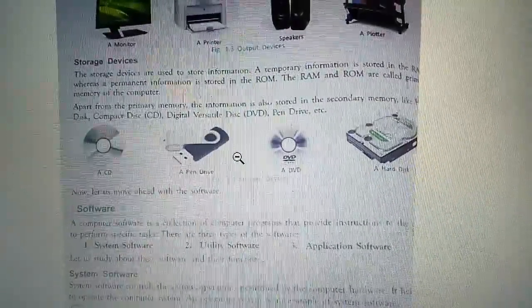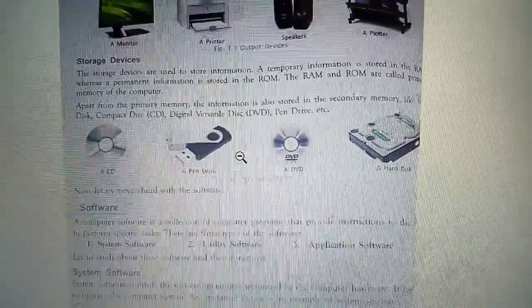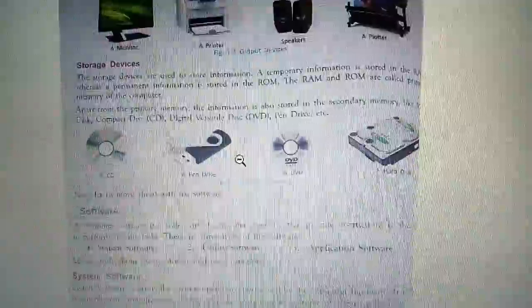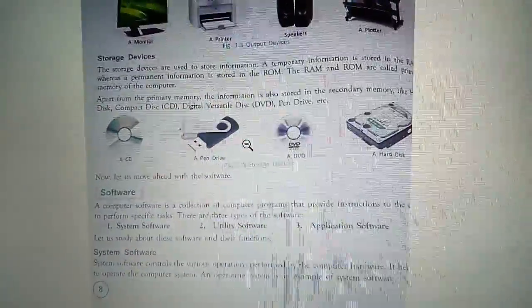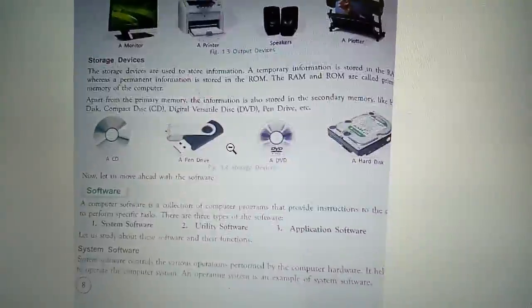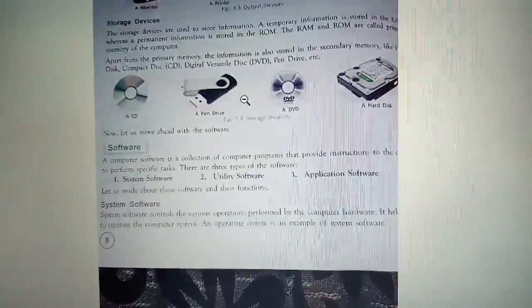With the help of these devices we can store a large amount of information. Storage devices are clear to you, I hope. Now let's move to the software part.